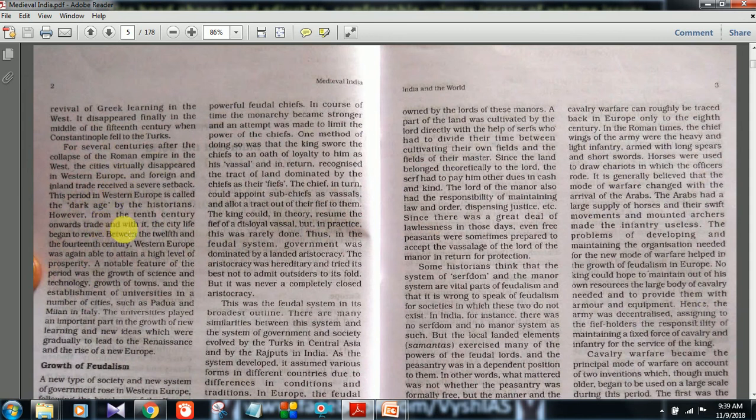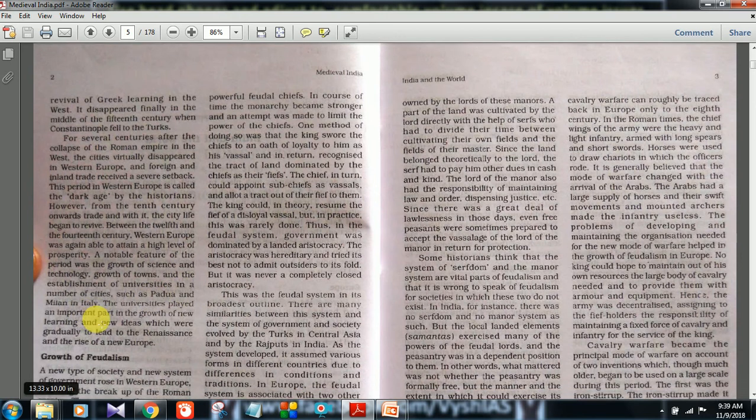However, from the 10th century onwards, trade and with it the city life began to revive. Between the 12th and 14th century, Western Europe was again able to attain a high level of prosperity. A notable feature of the period was the growth of science and technology, growth of towns, and establishment of universities in a number of cities such as Padua and Milan in Italy. Okay, for mains, geography and history optionals, you should know these places. Padua and Milan, when you hear, you should know it is in Italy.